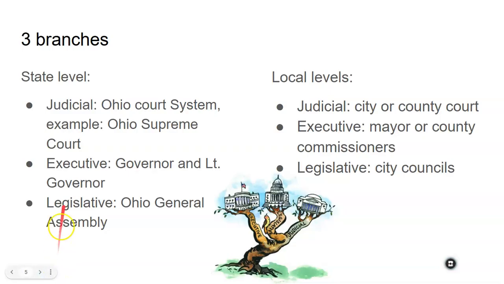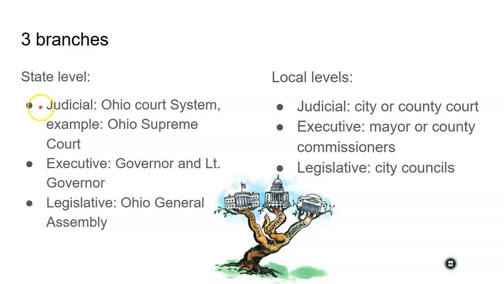So there are three branches in every level of government. So the examples of the three branches of government that we have, this little drawing down here, this is an example of executive, legislative, and judicial. These big fancy buildings are all ones we would see in Washington, D.C. We have those three branches at the state level and the local level too.